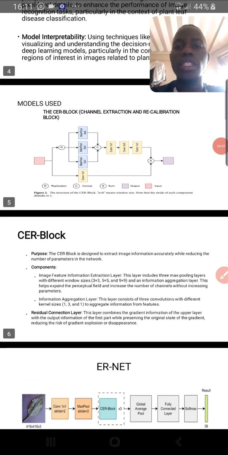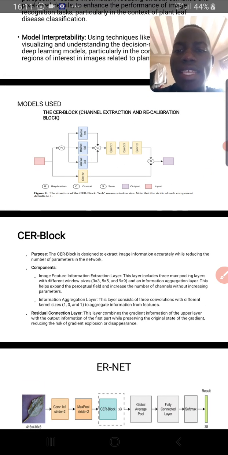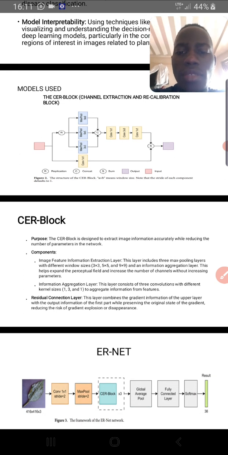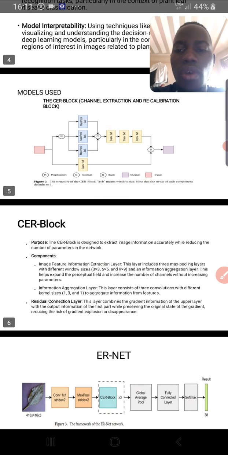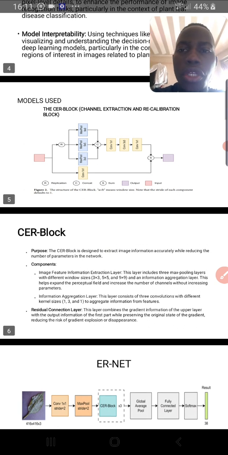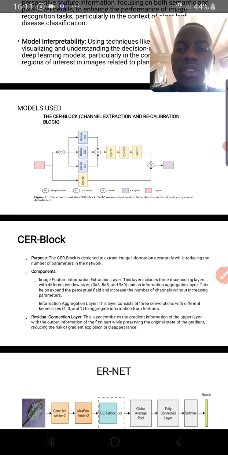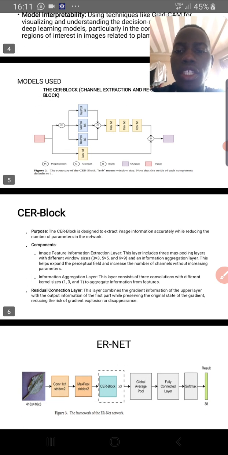And then I'll go straight to the models. We have the CER block, and this is the channel extension and recalibration block. You can see in the diagram, its purpose is to extract information accurately while reducing the number of parameters in the network. So this CER block solves the other computational problem of increasing the number of channels without increasing the number of parameters, and that helps the model to make accurate predictions.